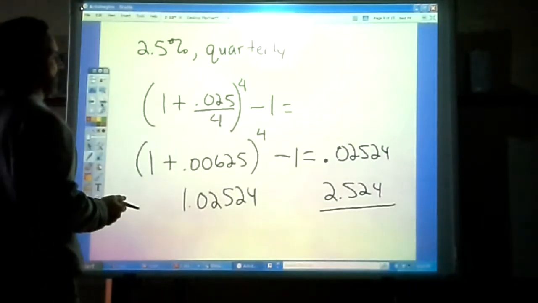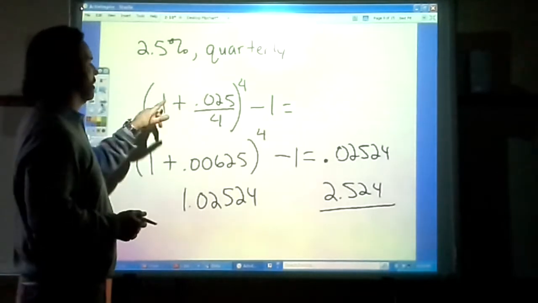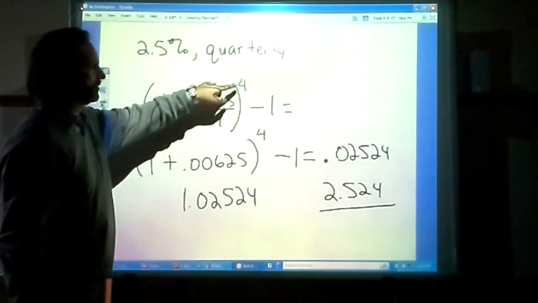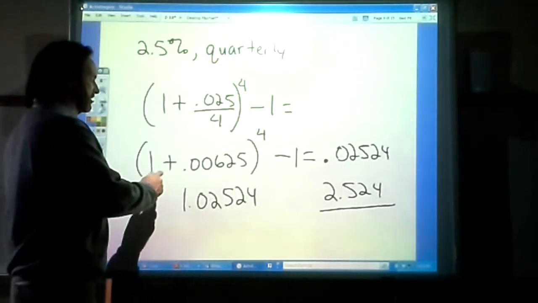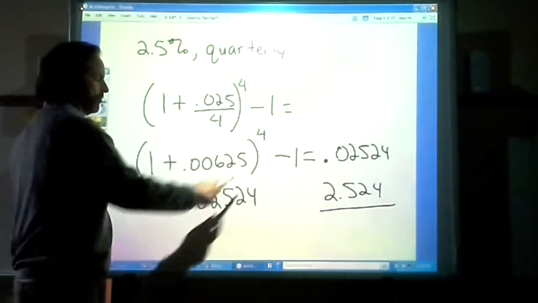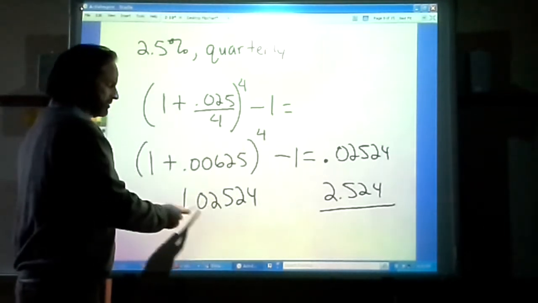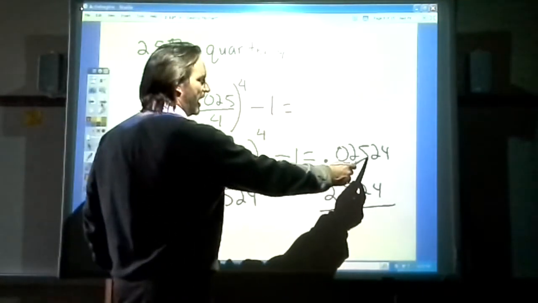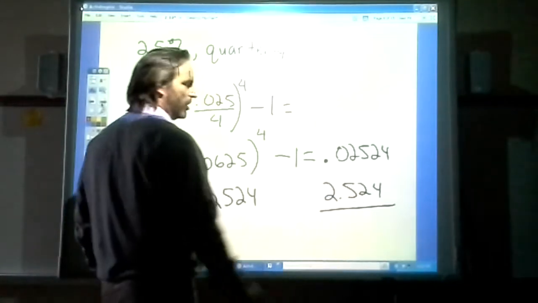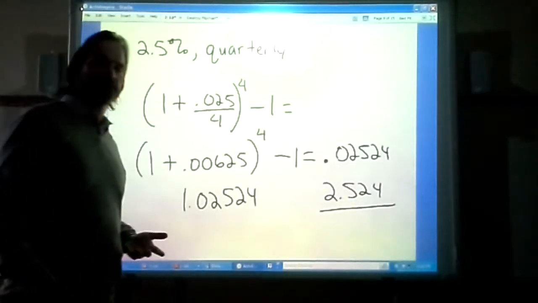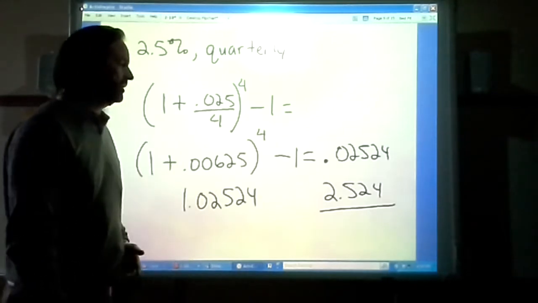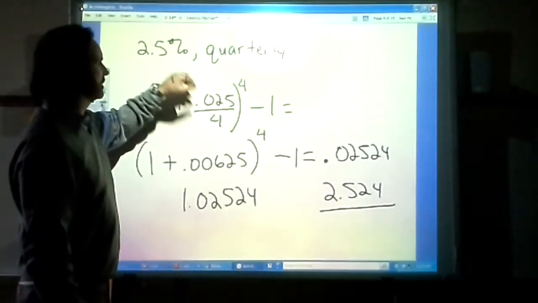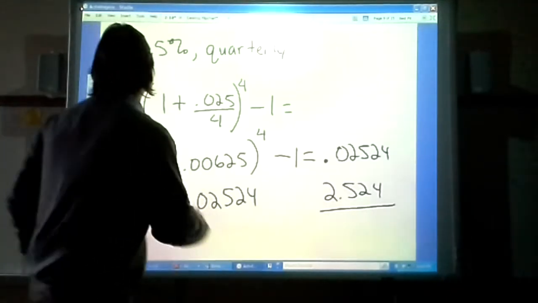All right, so in this case, 2.5% quarterly: 1 plus 0.025 divided by n, or 4 times a year, to the 4th power, minus 1. Notice the 1 plus 0.00625 to the 4th power gets me this. And when I subtract out the 1, notice I get 0.02524, so I get a little extra there. So the car dealer gets a little more than he says, okay, because of compounding. So the percent is 2.524%, not 2.5%, because of the compounding effect, okay?